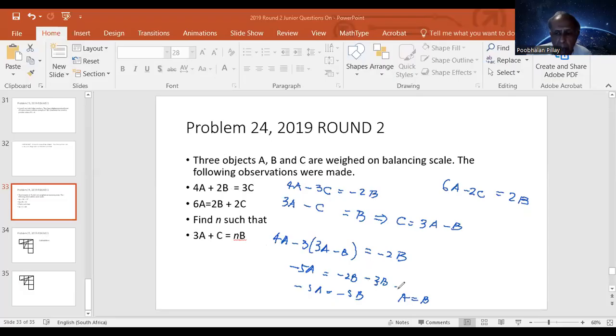So now I'm halfway through. I need to find c in terms of b. And to do that, you go to an equation where you had c, there it is, right? And replace a by b, because we found a in terms of b. So you can put c is equal to 3b minus b, because a is equal to b, you see. So 3b minus b is 2b. So you got a is equal to b and c equals 2b.